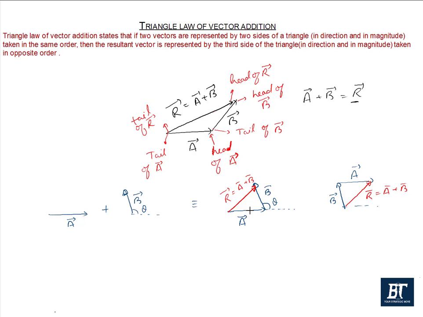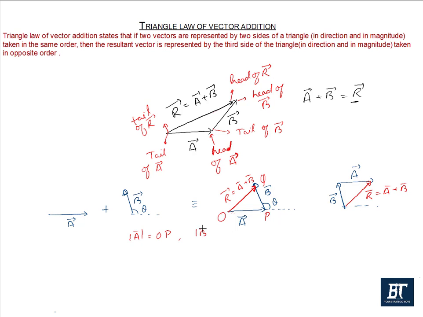So the magnitude of this vector is equal to the length of this side of the triangle. The magnitude of vector B is equal to the length of this side of this triangle. And the length of the third side of the triangle will give us the magnitude of the resultant. So if we name these points O, P and Q, the magnitude of A will be nothing but the distance between points O and P.